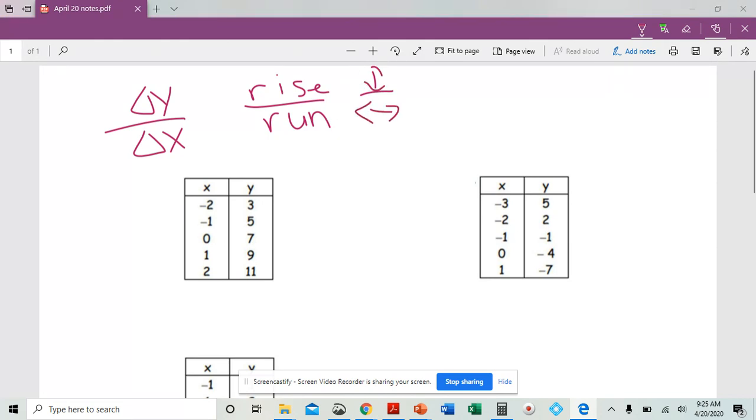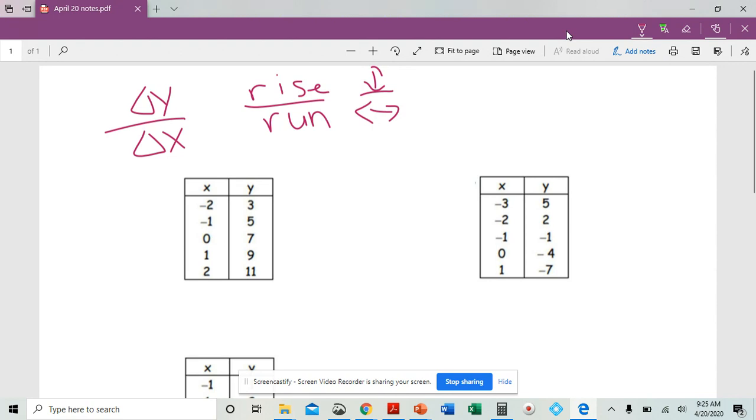All right, so when we're looking at a table, each individual thing right here is a point. This is like -2, 3. That's a point on the coordinate plane. -1, 5. That's another point on the coordinate plane. 0, 7, 1, 9, 2, 11. These are all different points. They've just put them in the form of a table. Sometimes it's easier for us to see what's going on and to analyze some of our points. This also makes it easier for us to find slope though.